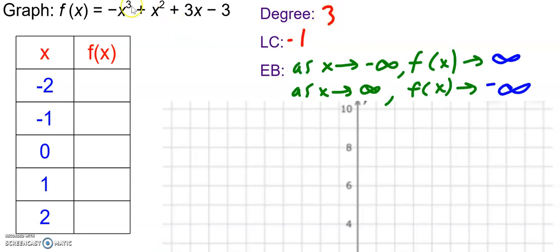Okay, so hopefully we got that the degree is 3, leading coefficient is -1, end behavior, as x goes to -infinity, f of x is going to go to positive infinity, and as x goes to positive infinity, f of x is going to go to negative infinity. I know that because the degree was odd and the leading coefficient was negative.